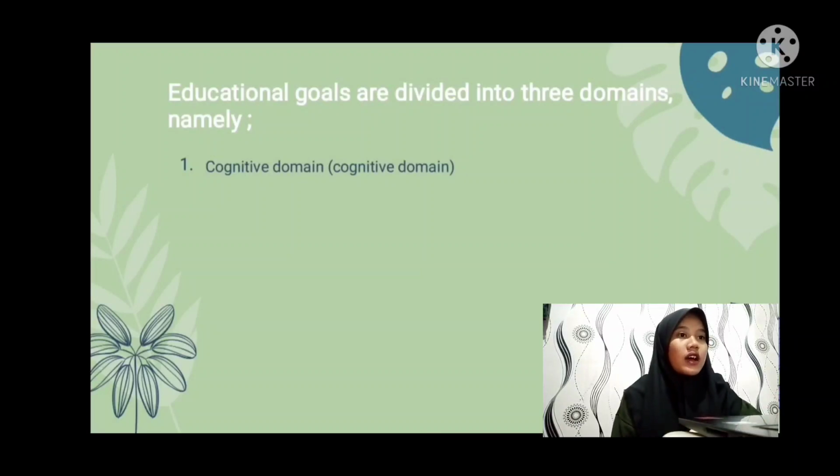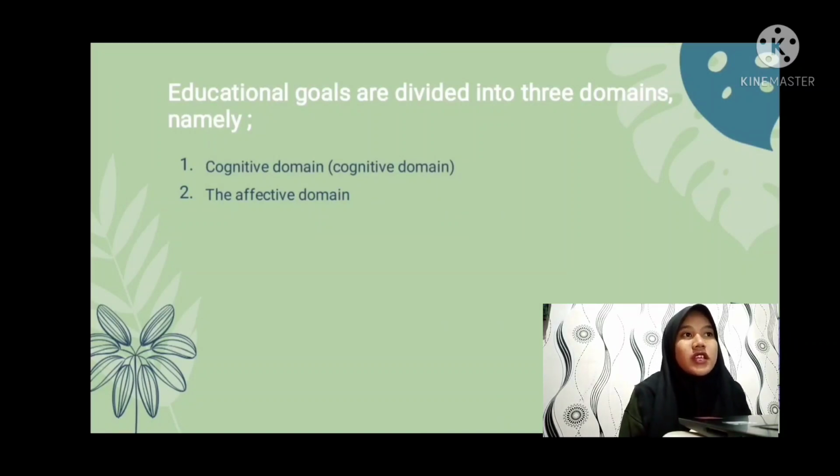Educational goals are divided into three domains, namely the cognitive domain. The cognitive domain contains intellectual aspects such as knowledge, understanding, and thinking skills. Next, the affective domain. The affective domain contains behaviors that include aspects of feelings and emotions such as interest, attitude, appreciation, and ways of adapting.